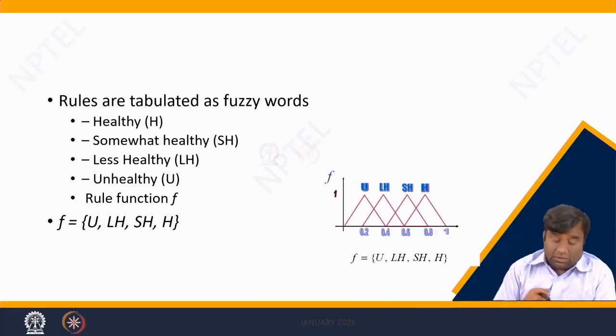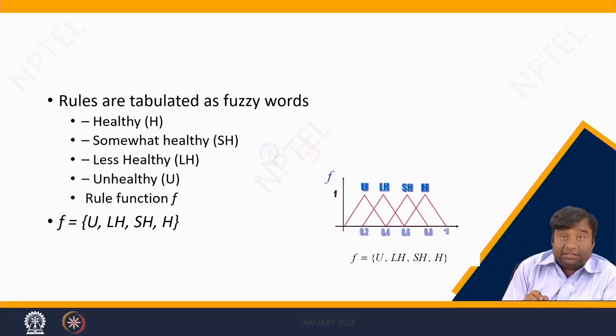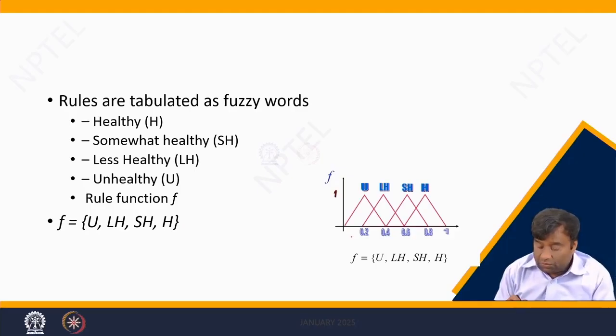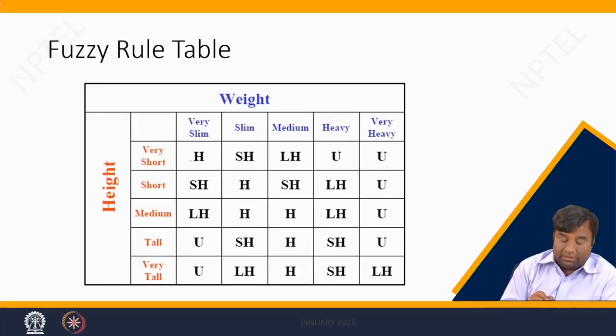Now here the rules are given in the table on the next slide. So the labels are healthy, H, somewhat healthy, SH, less healthy, LH, unhealthy, U. The rule function F equals U, LH, SH and H. This is the health index parameter, and that is 1. So unhealthy is from 0 to 0.2, and then 0.2 to 0.4, less healthy, somewhat healthy and healthy.